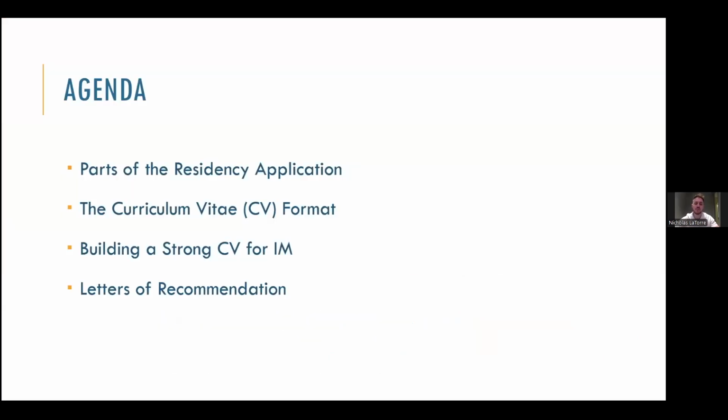But I do like to focus on the big picture and understanding formatting when it comes to the CV, and then general recommendations for the letters of recommendation, in case students might be exploring other specialties as well, but also to get that groundwork.